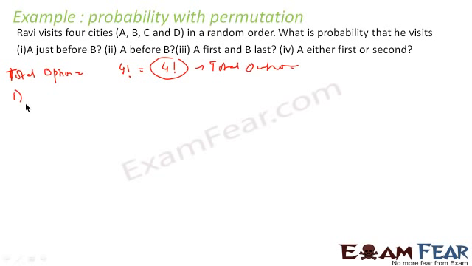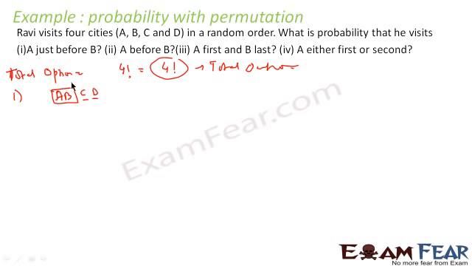Now in case 1 I am saying A is just before B. So that means A and B are 1 unit and C and D are other units. The number of ways I can arrange this is the number of ways he will visit. If I arrange A, B, D, C, that means he will go first A, B and then D, C. That's how it works.